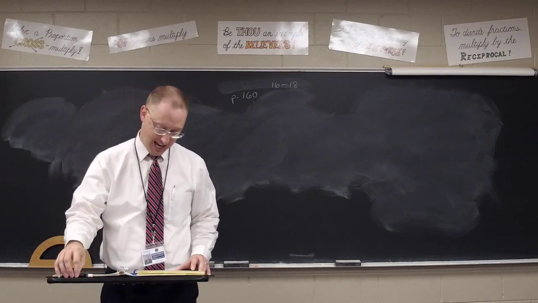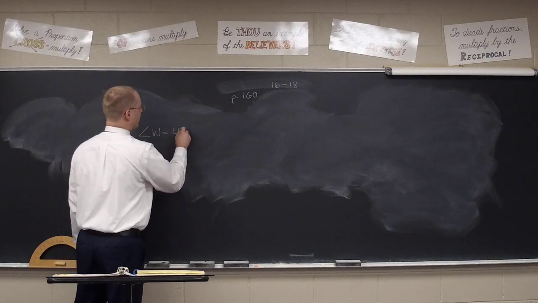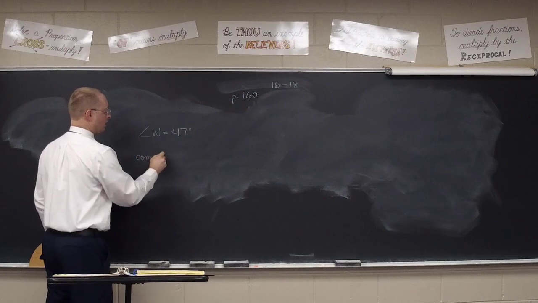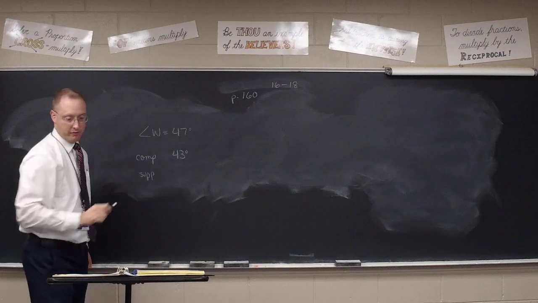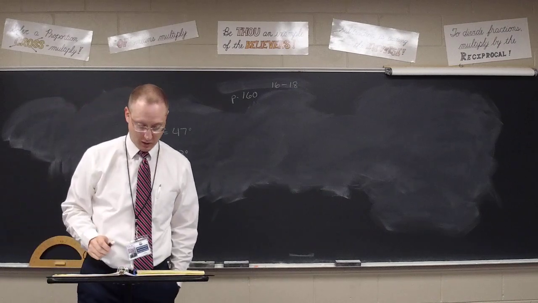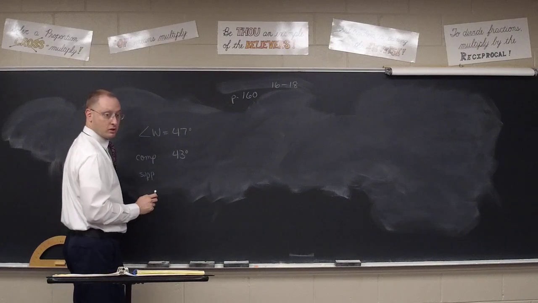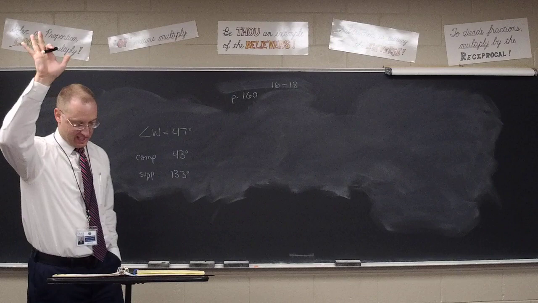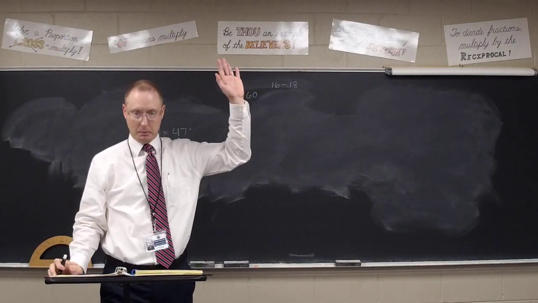Michael, number 18, what should we do to find the complement of the 47-degree angle W? Subtract from 90 to get 43 degrees. There we go. And then what about the supplement of the 47-degree angle? Sam? 133. Good. Subtract from 180 degrees to get 133 degrees. How many had all 6 answers correct? All the complements and supplements correct? And any questions on the complements or supplements?